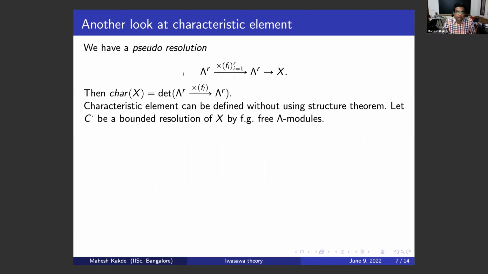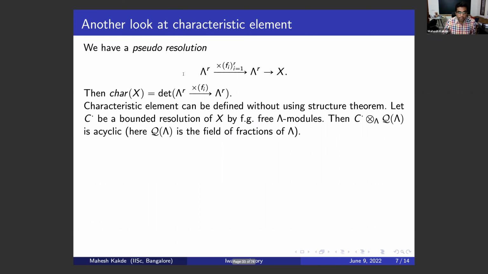So what you do is you take a bounded resolution of X by finitely generated projective Lambda modules. Of course, in this case, projective is the same as free, and so that's what I'm taking. Because X is torsion, this means that C tensored with the total ring of fractions of Lambda, this complex, is actually acyclic. Okay, and if you have an acyclic complex, there is a canonical isomorphism from the determinant of that complex to Q Lambda.